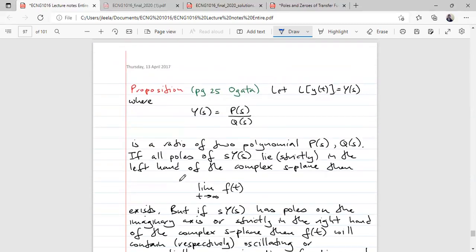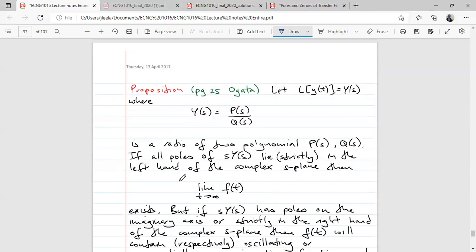So the proposition here, Ogata, page 25: let the Laplace transform of y(t) equal Y(s), where Y(s) is P(s) over Q(s), the ratio of two polynomials. If all poles of sY(s) lie strictly in the left half of the complex s-plane, then the limit as t approaches infinity of f(t) exists.